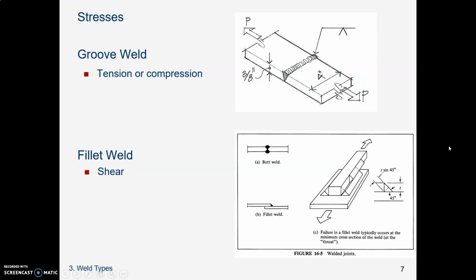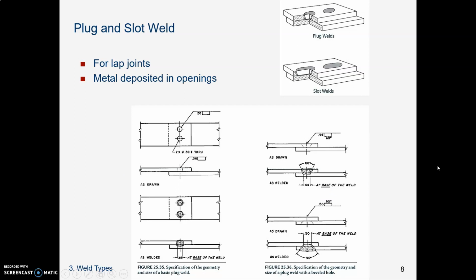When we think about stresses on welds, a groove weld tends to experience tension and compression. A fillet weld tends to experience shear, pulling apart that direction. Now, all of them can go in all directions, but this is where we more commonly look at weld failure if it's going to fail.